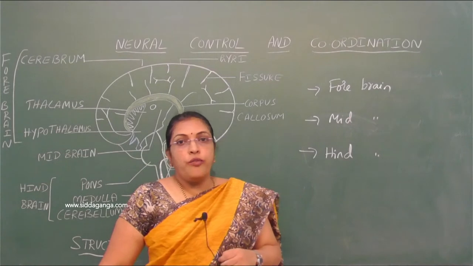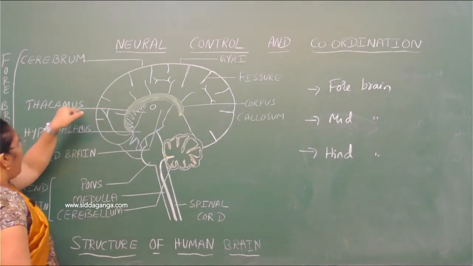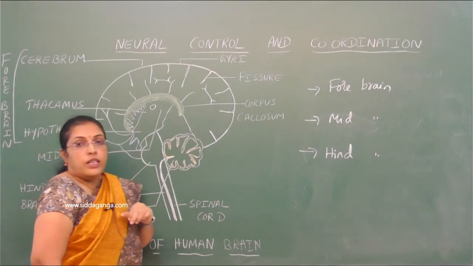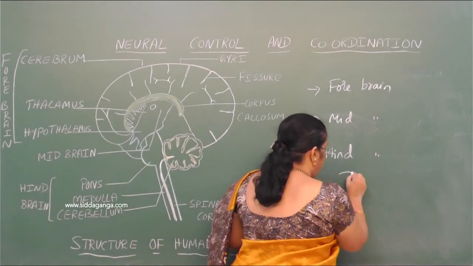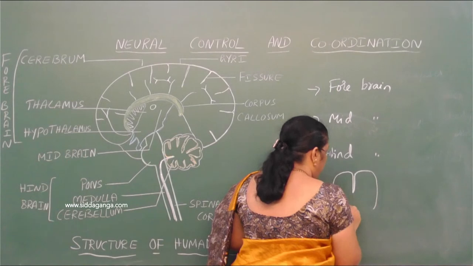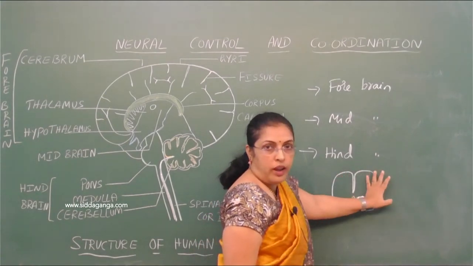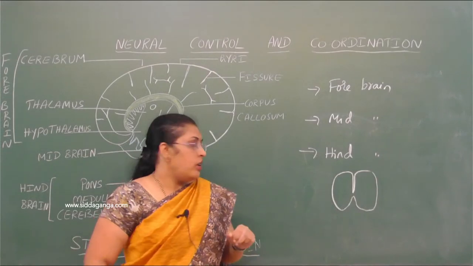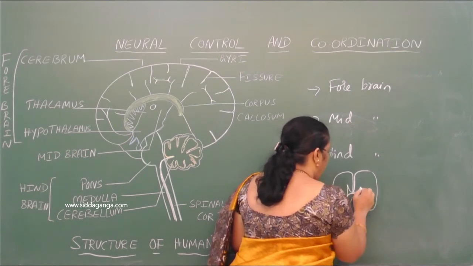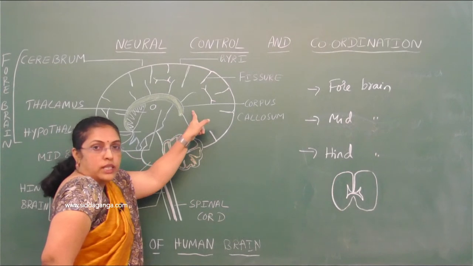Good. So forebrain is having three parts. One is cerebrum, thalamus and hypothalamus. So this cerebrum is divided by a longitudinal deep cleft. The cerebrum of forebrain is divided into right cerebral hemisphere and left cerebral hemisphere, which is joined by a corpus callosum. Both right and left cerebral hemispheres are joined by corpus callosum.